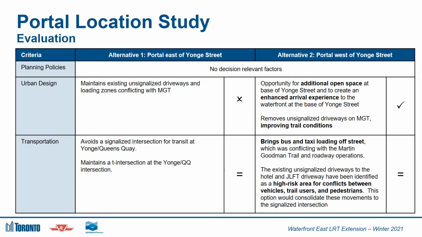With the portal east of Yonge Street, these opportunities would not exist, and the unsignalized access to the driveway between Bay Street and Yonge Street would remain. From a transportation perspective, the portal west of Yonge Street brings bus and taxi loading off-street, which was conflicting with the Martin Goodman Trail and roadway operations. It also consolidates the current unsignalized driveways to a signalized location. On the contrary, the portal east of Yonge Street keeps Yonge Street as a 3-way intersection, giving the intersection more capacity. All considered, the transportation category was evaluated equally for both alternatives.